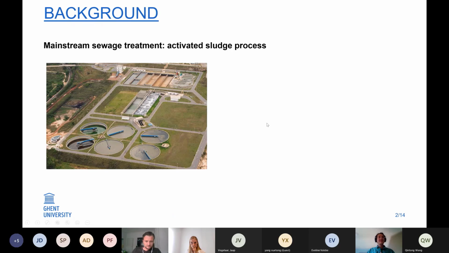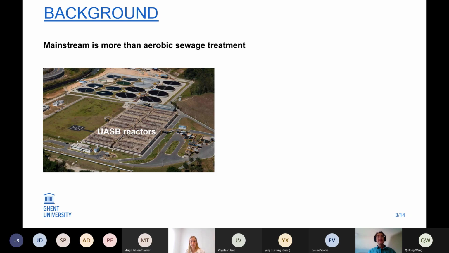So when it comes to mainstream sewage treatment, we tend to directly connect it to the activated sludge process. It's fair enough, but when it comes to warm climate regions, for instance, Brazil and India, anaerobic reactors have been widely implemented, for instance, as the UASB reactor. In those reactors, organic matter can be efficiently converted into biogas.